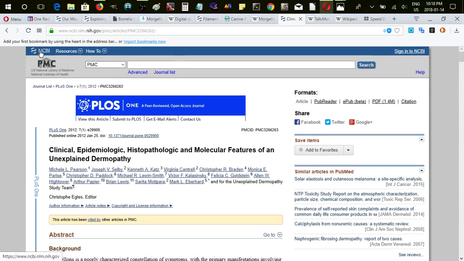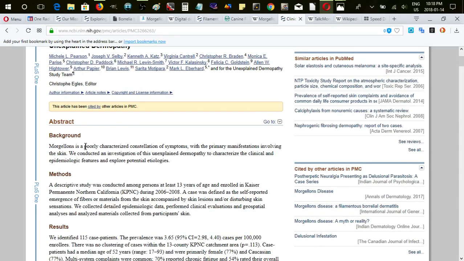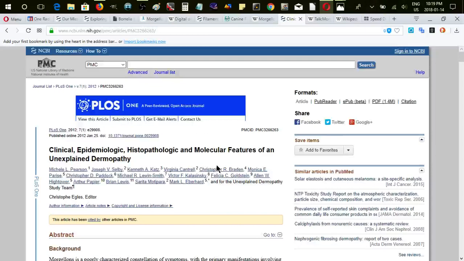Oh, yes. So I see it's the National Library of Medicine as well. It's a different journal. But abstract. Poorly characterized constellation of symptoms with the primary manifestations involving the skin. We conducted an investigation to characterize the clinical and epidemiological features and explore potential how the disease is being caused. But these people went into it with the belief that it was crazy loony people imagining the fibers.